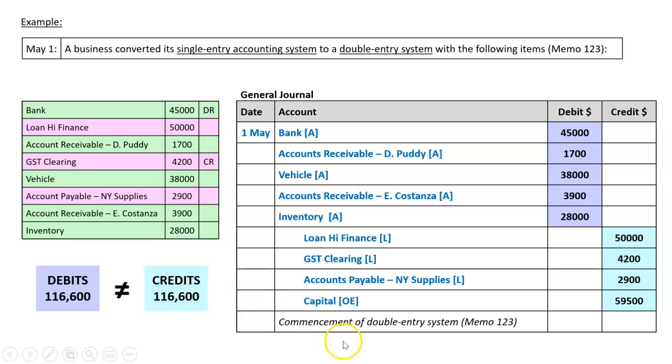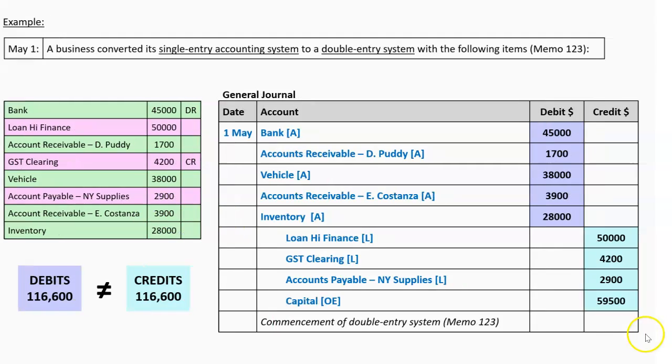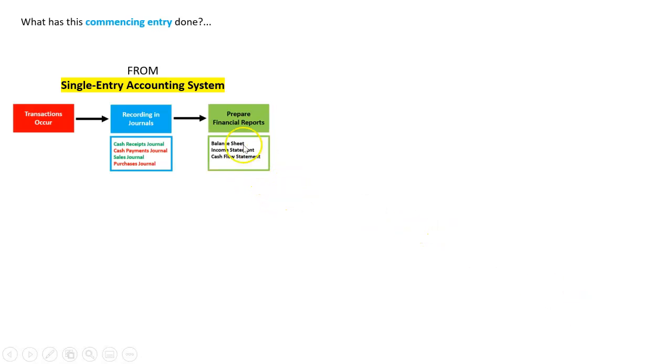So the last thing I've got to do is my narration: commencement of double entry system, memo 1, 2, 3. And that's it, we're done, that entry is completed. However, maybe just to process it, let's ask what just happened. What was the purpose of this commencing entry? What has it done? Well, it took me from this single entry accounting system where transactions occurred, I recorded them in journals, then I made my financial reports.